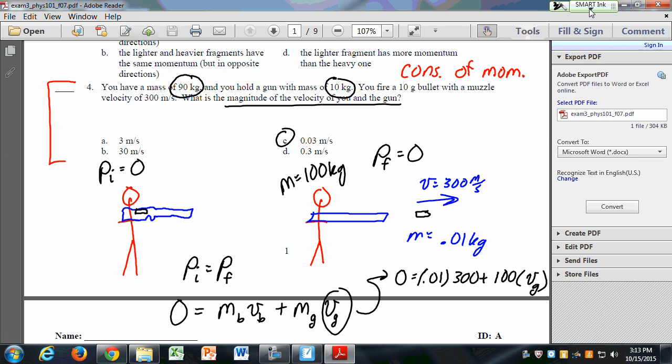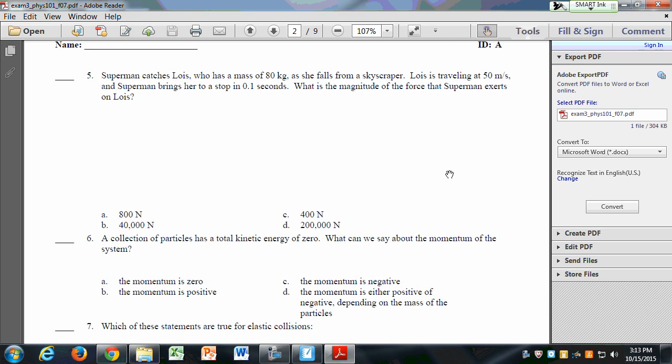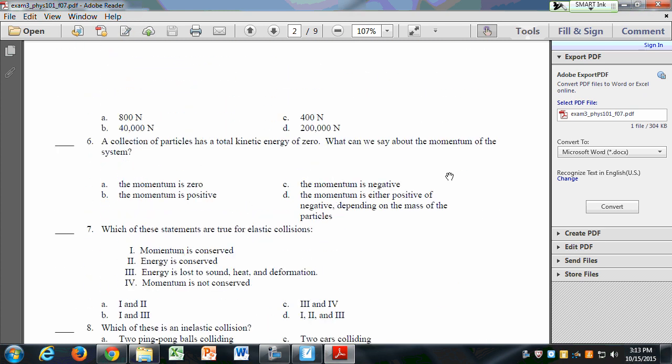Oh, and then you can also have a perfectly inelastic collision. That's where they stick together, right? I think those are pretty easy because you just add up the masses, and so the algebra is a lot easier.